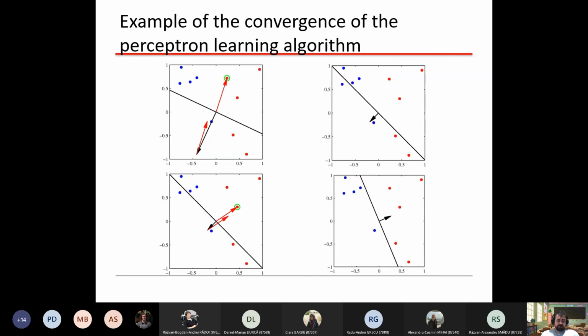This is an example. First, we have the initial classification. The arrow is orthogonal on the decision surface and points towards the red points. So what we have to do is to pick this point. We see that it is on the wrong side of the classifier. We take the feature vector and we add it to the weights vector, and therefore we obtain this resultant.